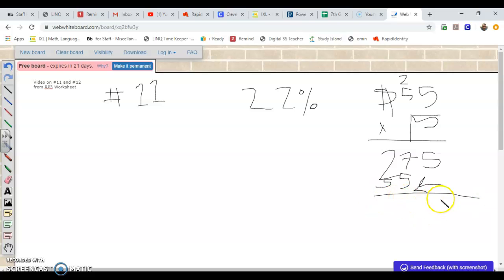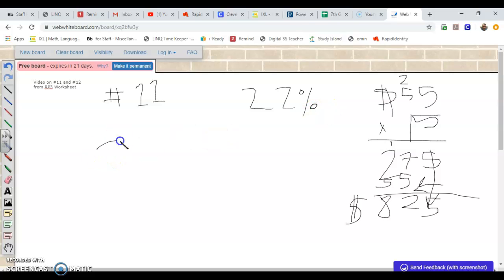Alright. So then I'm going to add in this direction. 7 plus 5 is 12. Carry my 1. And then I've got 5 plus 2. 7 plus 1 is 8. So those 15 jackets cost $825. And Frankie gets 22% of that.